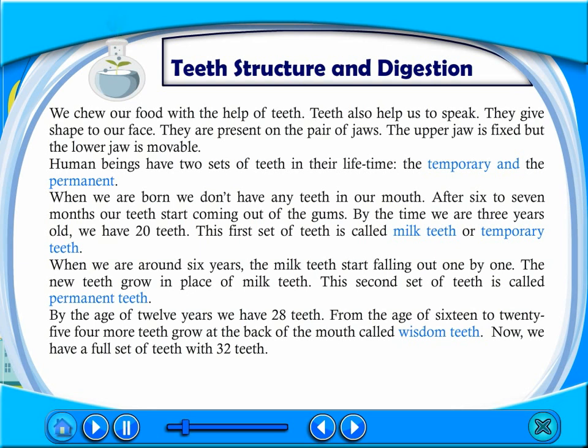When we are around 6 years, the milk teeth start falling out one by one. The new teeth grow in place of milk teeth. The second set of teeth is called permanent teeth. By the age of 12 years, we have 28 teeth. From the age of 16 to 25, 4 more teeth grow at the back of the mouth, called wisdom teeth. Now we have a full set of teeth with 32 teeth.